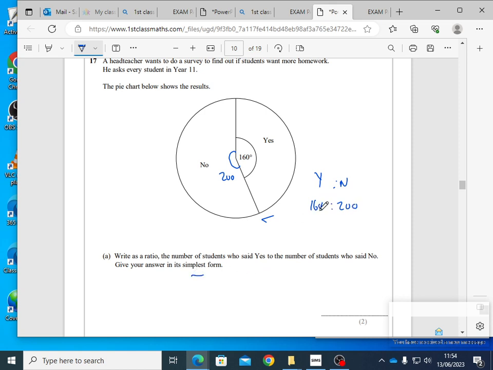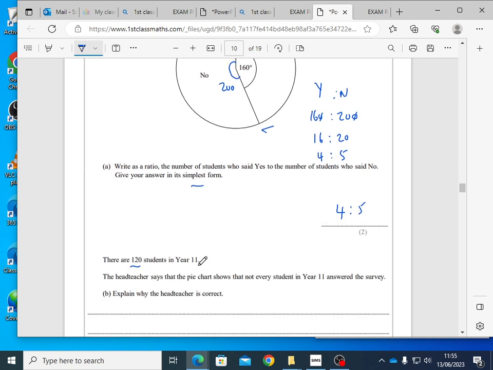Simplest form, first of all, get rid of those zeros. 16 to 20, what goes into both of them? 4. How many 4s into 16 is 4? How many 4s into 20 is 5? So the simplified ratio is 4 to 5. Okay.